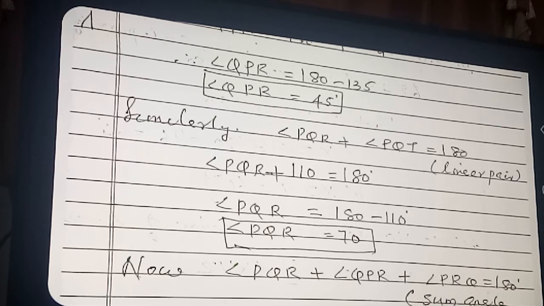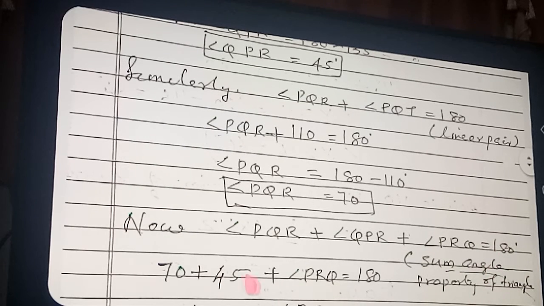So the angle sum property of a triangle you have studied. What is the sum of all angles of a triangle? 180. Clear? Sum of all angles of a triangle is 180. Now apply the values of each angle. What is angle PQR? 70. What is the value of angle QPR? 45. And what you want to find out? You want to find out PRQ. Sum of all angles is equal to 180.